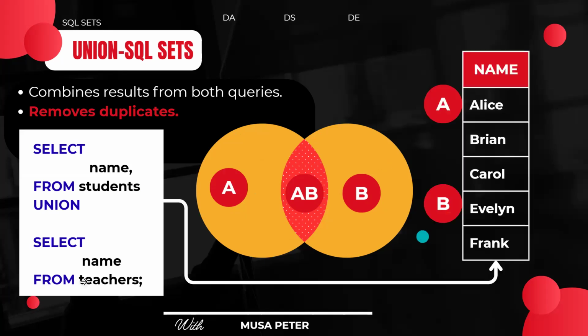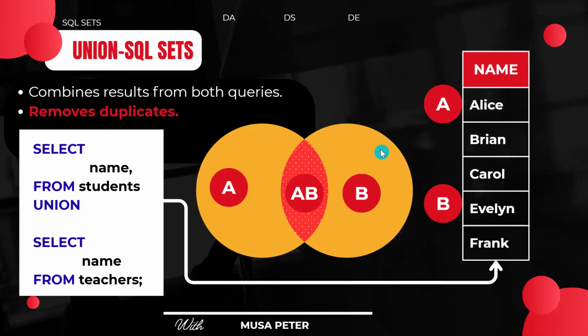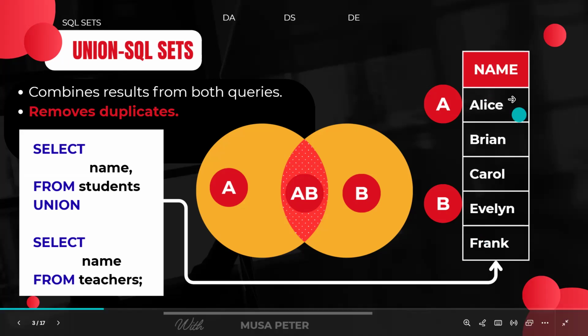So if you are to run this query, the result of the query would be this. You will have Alice, Brian, and Carol from table A. Those are the students. And then you'll have Evelyn and Frank from table B. So you realize in this case we only have 5 rows. Our tables are 3 rows each, so we are supposed to have 6 rows of values. But in this case, we only have 5 rows because Alice was a duplicate. So this is our result.